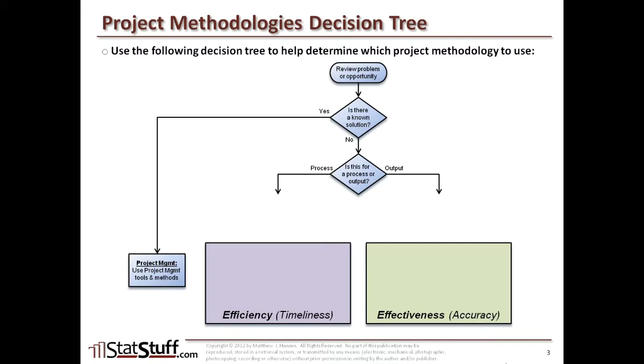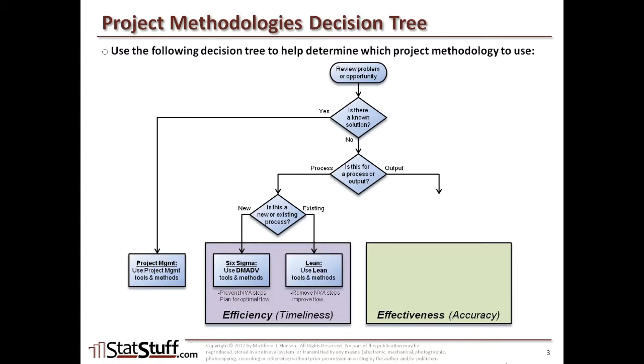But before we dive into each one of those, let's explore that a little bit further on the process side, where the next question we might ask is, is this for a new or existing process that we're focusing on? If it's for a new process, then we would use the Six Sigma methodology of DMADV, where there's a certain set of tools and methods that are used for helping to build a new process. If it's for an existing process, then in that case we would use the Lean methodology and Lean set of tools in order to help us improve that existing process.